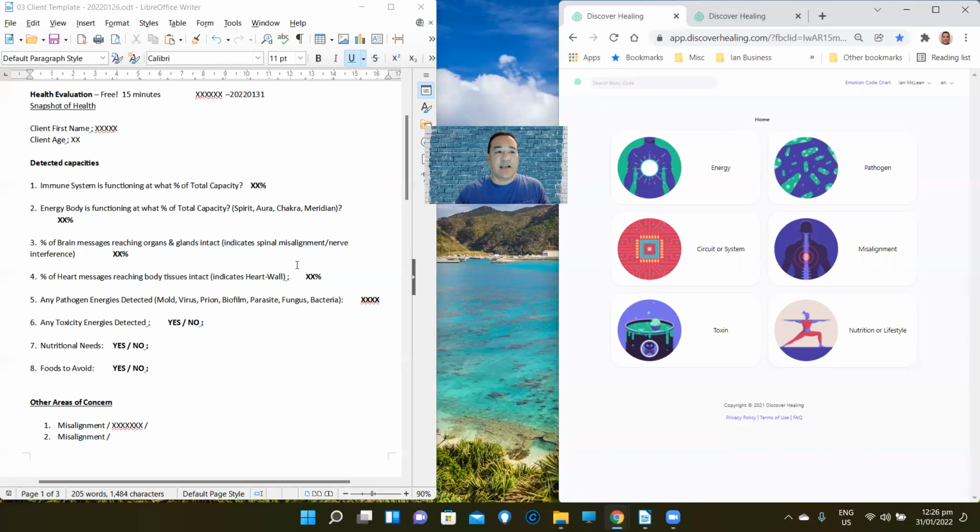So basically that's the health evaluation snapshot, which we'll do in 15 minutes. And what I'll show you now is how to book this free health evaluation. You'll go to my website.